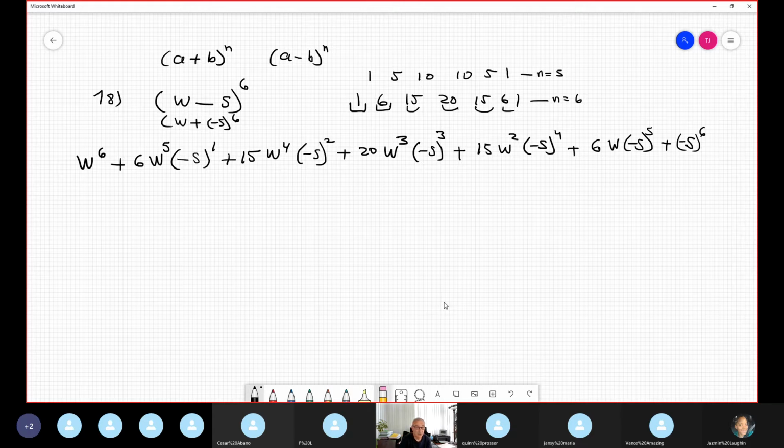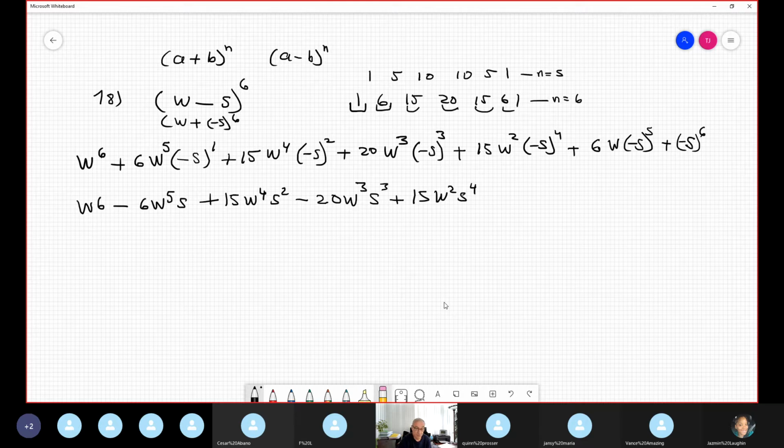Okay, now ready to put the elegant final answer: W6 minus 6 W5 X, because my negative times positive is negative, plus 15 W4 X squared positive, because when it's even exponent it is positive, minus 20 W cubic X cubic, plus 15, again, the situation that it's even exponent, so positive, W2 X4 power, minus, because it's the fifth power, so it's negative, 6W X to the fifth power, and plus X to the sixth, positive because it's even exponent. Final answer. Any question?